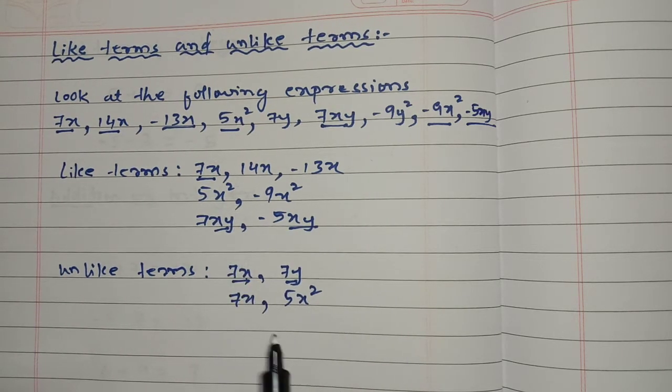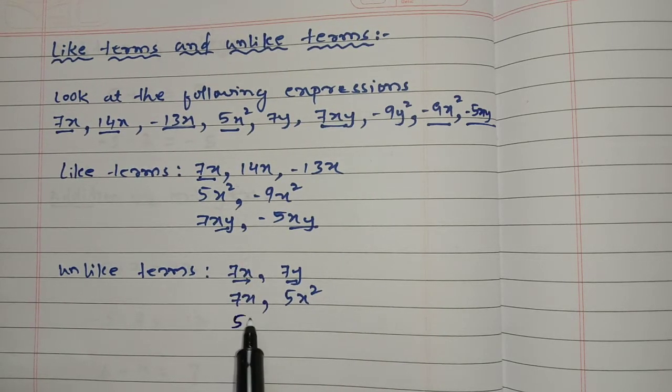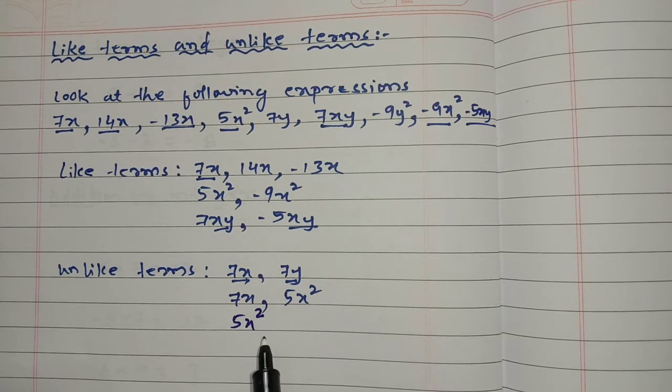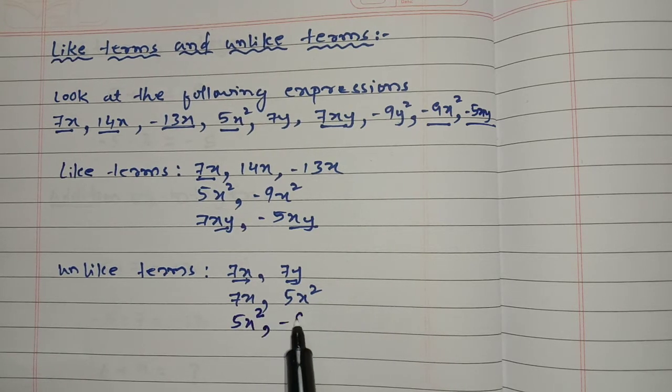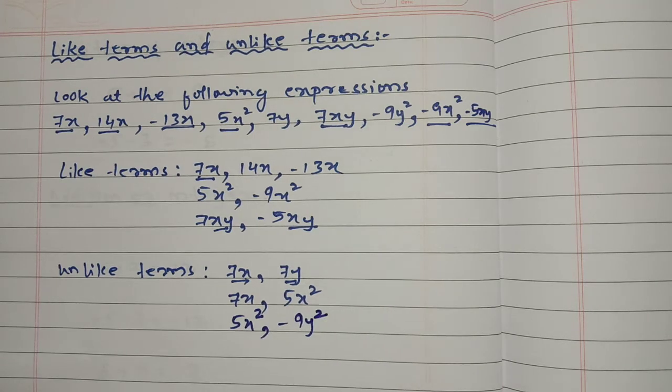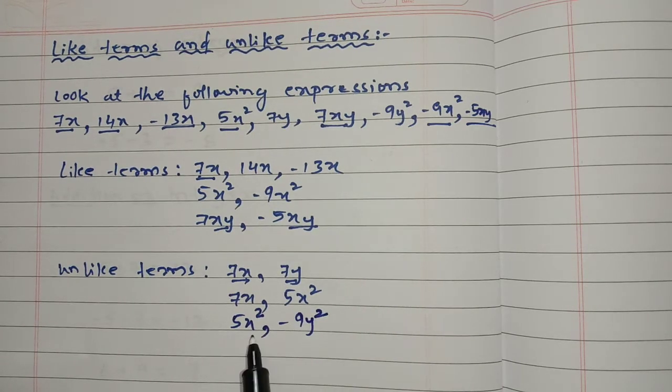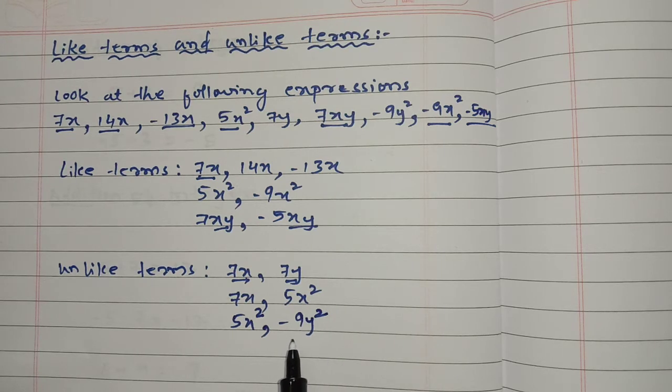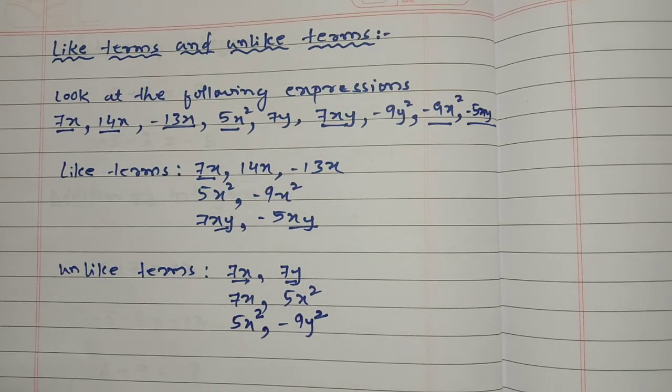One more unlike term we'll see here. 5x square and minus 9y square. Here the variable is x and here the variable is y. Here it is square, this is also square, but the variables are different. That's why they are unlike terms. Like this you can write many unlike terms.